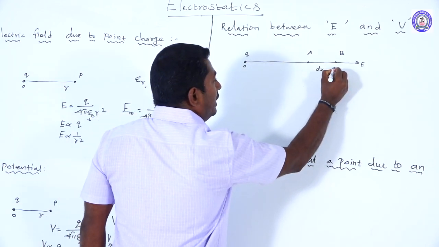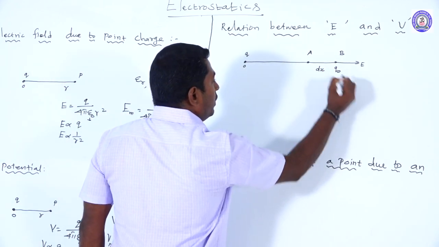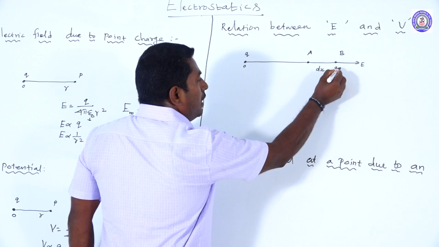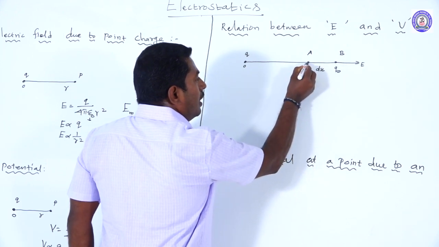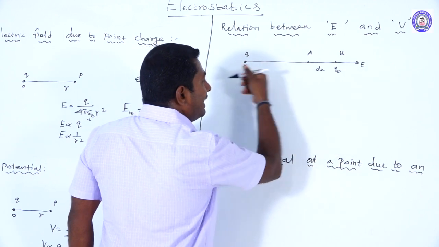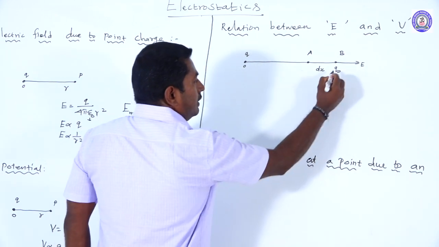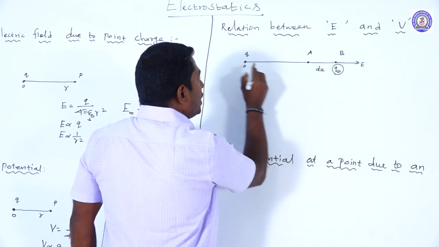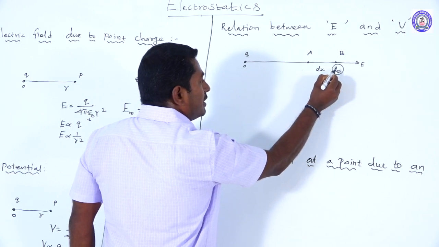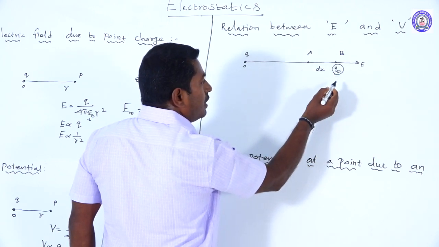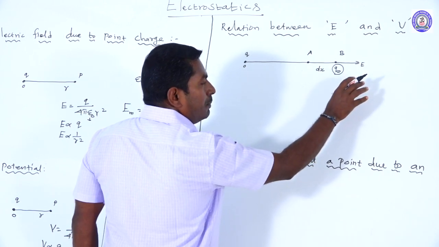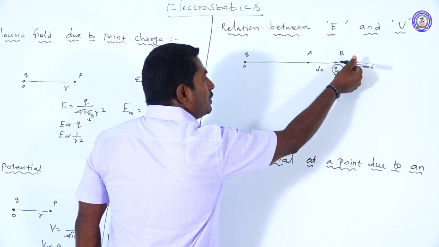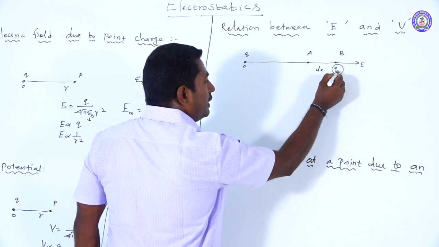Let me assume one unit positive test charge Q0. Calculate the amount of work done in moving a unit positive charge from B point to A point. Work has to be done by the external source against the electrostatic repulsive force. Actually, this positive point charge and this positive unit test charge are both positive charges, so the test charge experiences a repulsive force. In order to overcome the repulsive force, the unit test charge moves from B point to A point, so work has to be done on the charge.